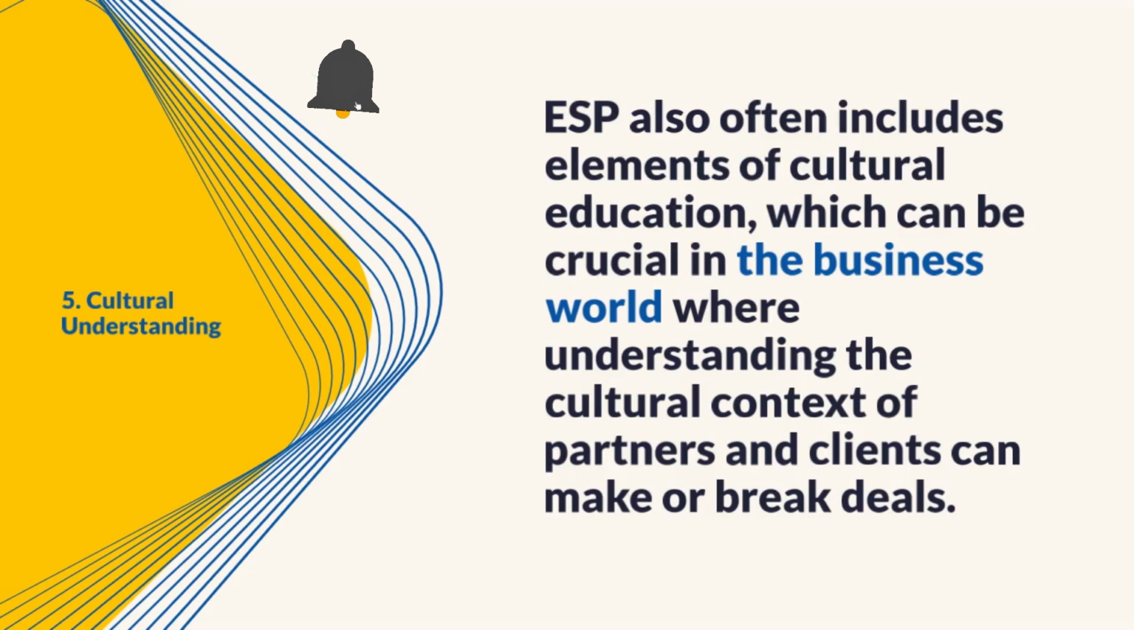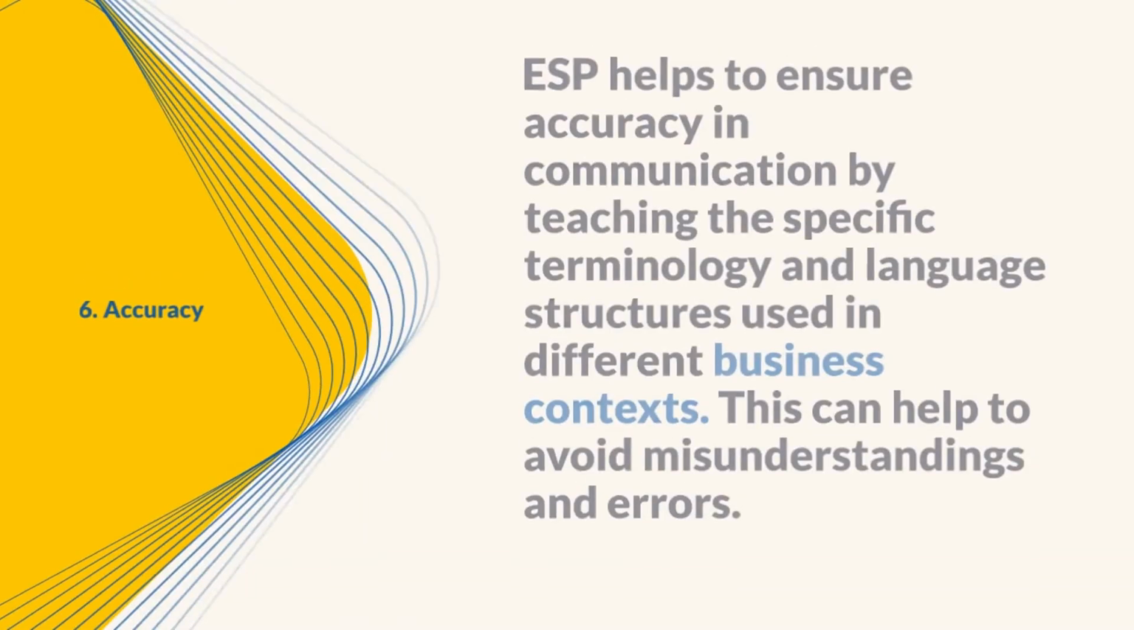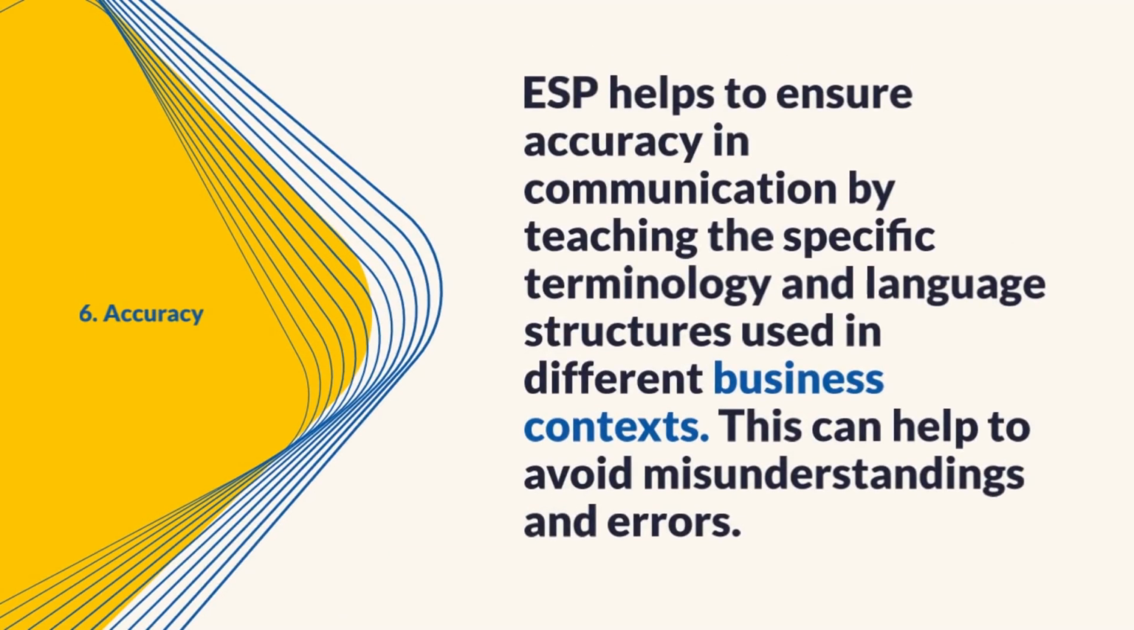5. Cultural understanding. ESP also often includes elements of cultural education, which can be crucial in the business world where understanding the cultural context of partners and clients can make or break deals. 6. Accuracy. ESP helps to ensure accuracy in communication by teaching the specific terminology and language structures used in different business contexts. This can help to avoid misunderstandings and errors.